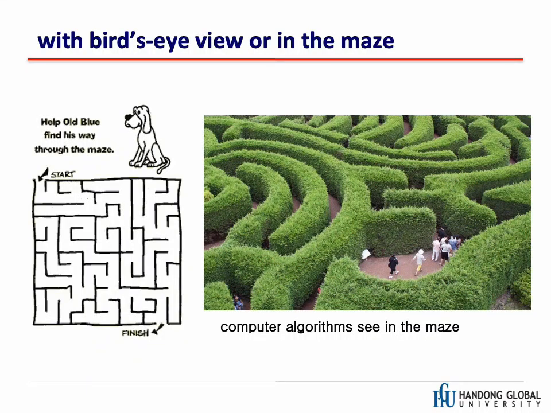It's kind of an easy problem, but actually, the real problem is something like this. On the right side of this slide, we are in the maze. If we are in the maze, then we have no idea about the directions, or about which path is better than the other. So it's kind of blind, and we have to choose the direction every time. In this class, the maze problem is something like this. Computer algorithms see this problem like this, in the maze. That's why this is hard.